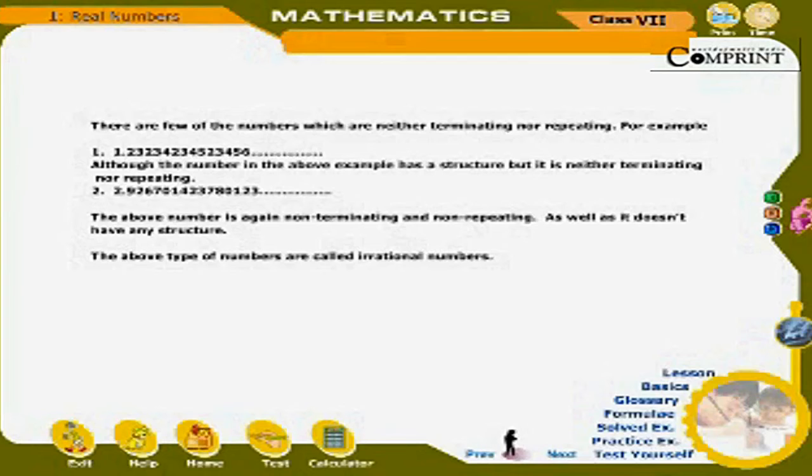Another example: 2.9267014237801 23 and so on. The above number is again non-terminating and non-repeating, and it also does not have any structure. The above type of numbers are called irrational numbers.